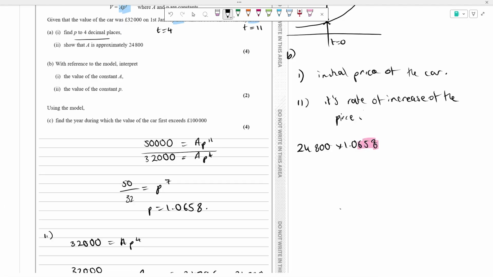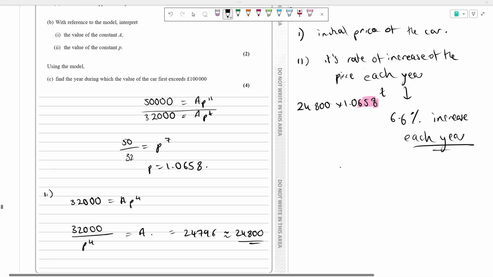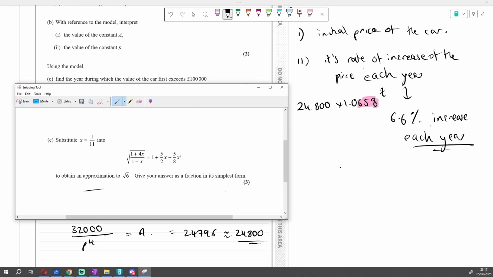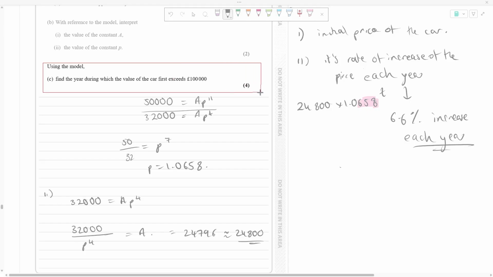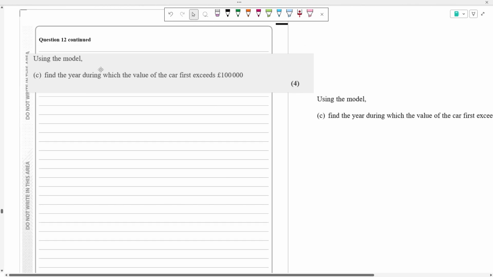So we can say it's the rate of the increase of the price, and then we can say as well, to be honest, we should probably mention each year. We could probably add 6.6% increase each year. Okay, this each year bit is necessary because there is an exponent on the p-value. Okay, part C, I'm going to take a screenshot of this and let's move this down. It says using the model, find the year during which the value of the car first exceeds 100,000.